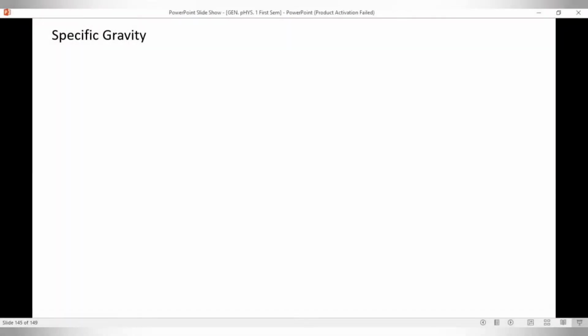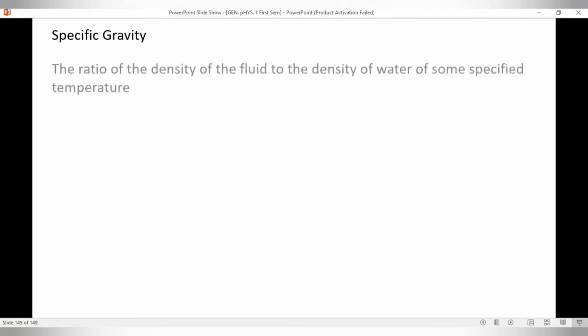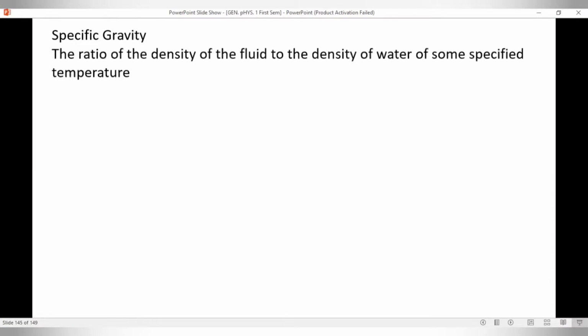Alright, ang pag-uusapan natin ngayon ay patungkol naman po sa specific gravity. This will be the part 3 rather of our fluid mechanics. Specific gravity. What is a specific gravity? It is the ratio of the density of fluid to the density of water of some specified temperature. So nakadepende rin pala ito sa temperature. Pero initially, ratio of the density of an object towards the density of water.